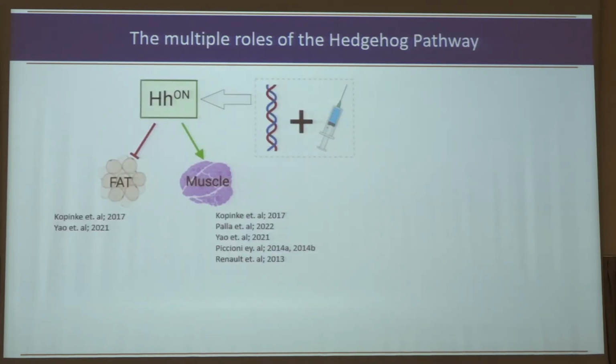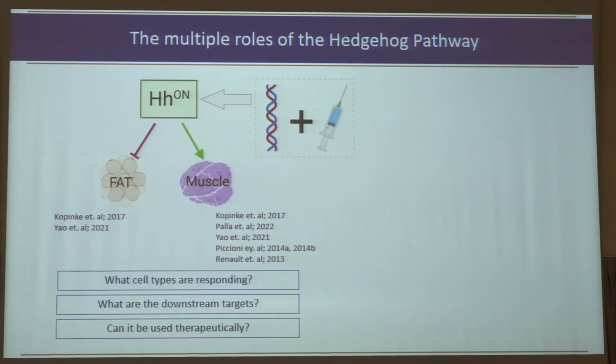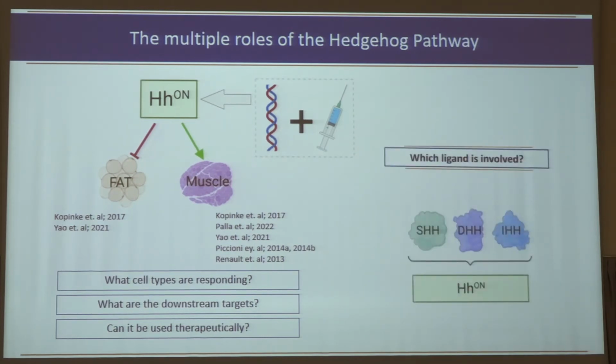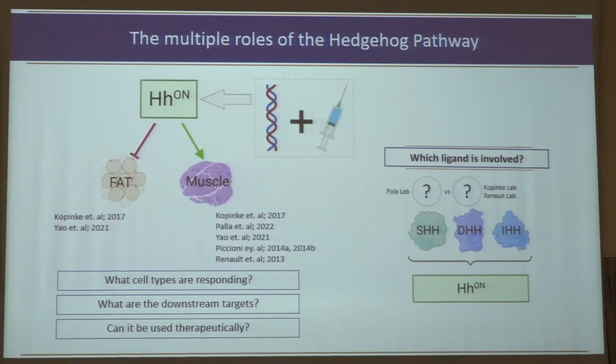So we and others have shown that pharmacological and genetic activation of the pathway leads to a repression in fat and enhancement of muscle regeneration. However, there are many unanswered questions, such as what cell types are responding, what are the downstream targets, and can it be used therapeutically? But I first wanted to start answering a more fundamental question, which is which ligand is involved. And this is because physiologically there are three proteins that activate the pathway: Sonic, Desert, and Indian, and there has been debate whether Sonic or Indian are the endogenous proteins that are regulating this pathway.